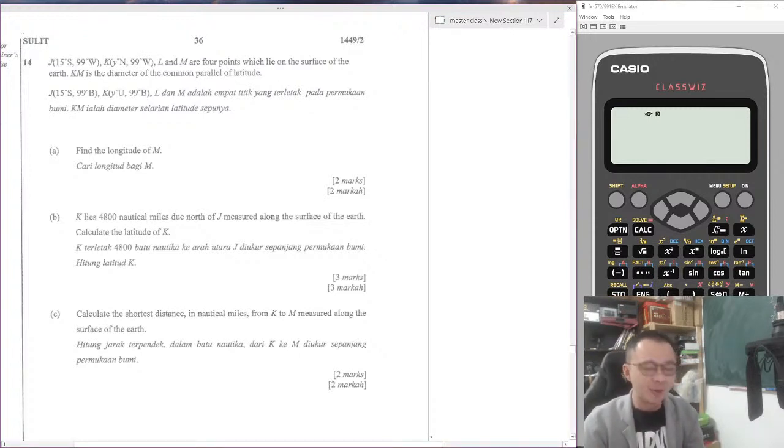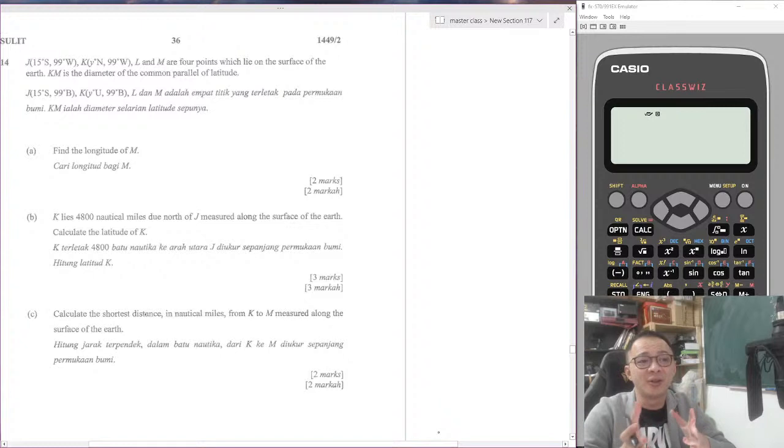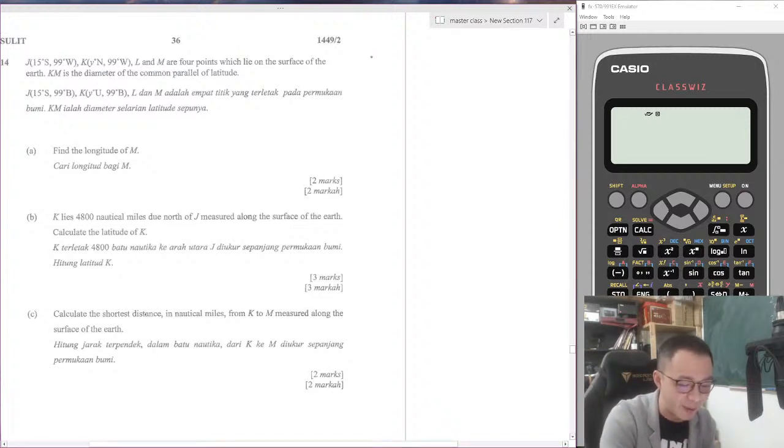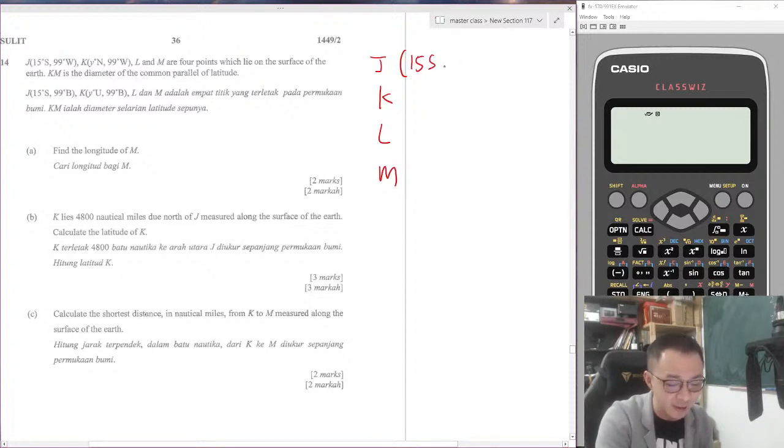So when we do the Earth question, what I always do is write down all the locations, all the coordinates. No matter whether I have it or not, I will spare some space for it, because it's easier for me using that method to see how the plane travels and all that. In this case, we have J, K, and then L and M. Whatever location I have, I just write it down. 99 W. And then for this one, we don't have the latitude. They tell us it is Y degree N, and 99 West. And then we don't have L and M.